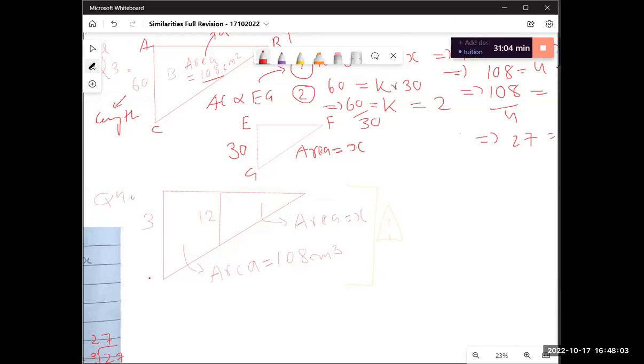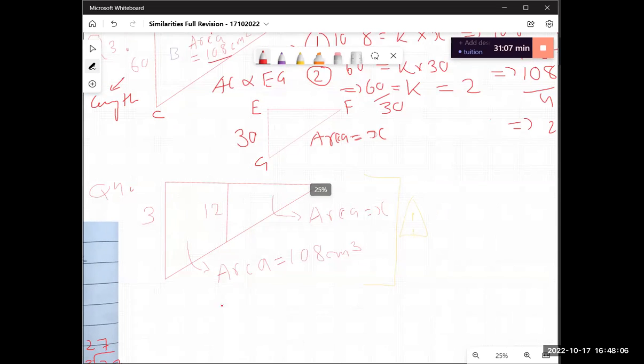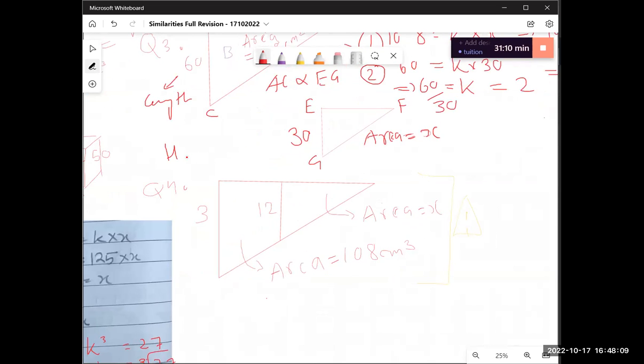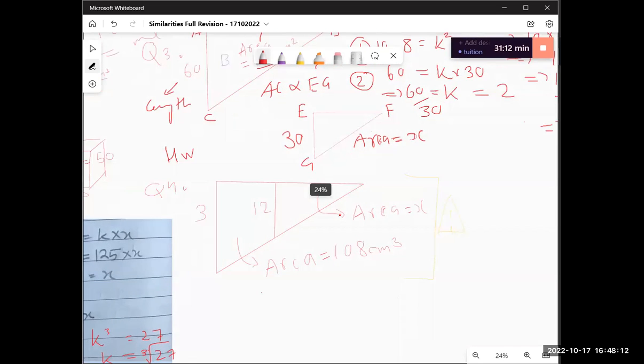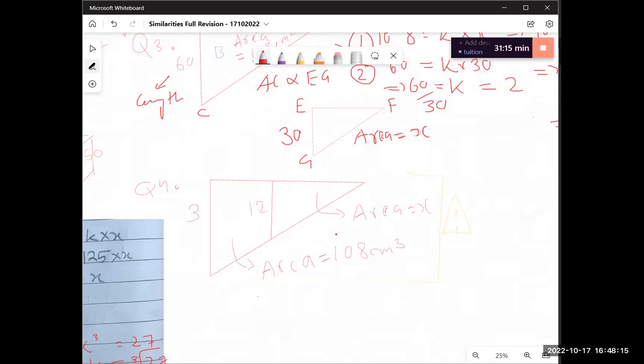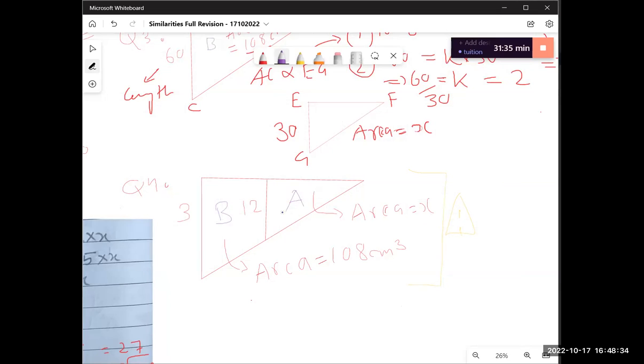It's exactly the same as question number 1. I want you to take this as a screenshot, as homework. Or don't take this as homework, I'll tell you right now. Quickly, let's say Safa, work with me on this. We'll finish this. Now you have shape B and shape A. Safa, what do you know about shape A? The area is X. And the length, one side, what is the side? Side is 12.